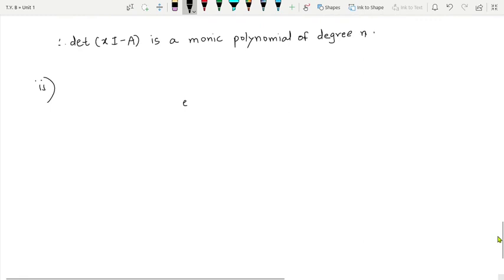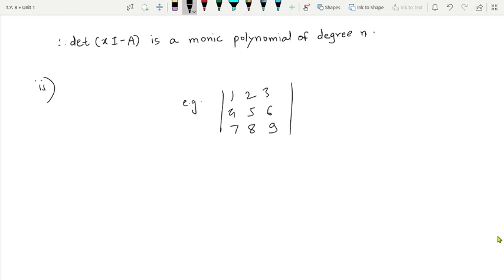Again, an example of a 3 by 3 matrix, 1 2 3 4 5 6 7 8 9. This is my favorite example. So you should know everything about this matrix. Generally in interviews, questions are asked on this matrix only. Okay, so if you are having this matrix, so what will be my characteristic polynomial?